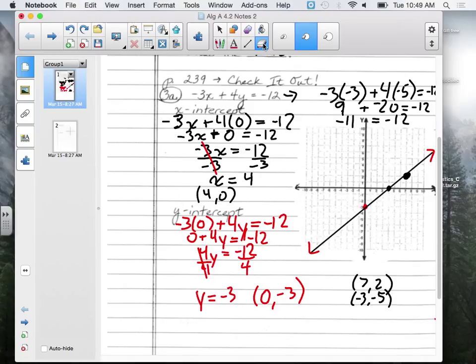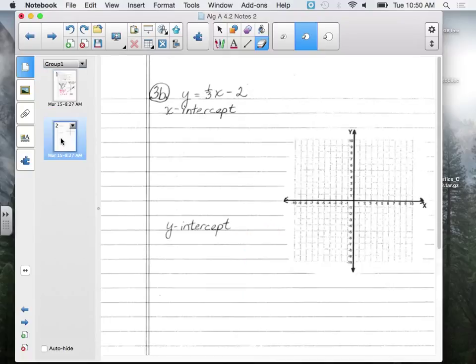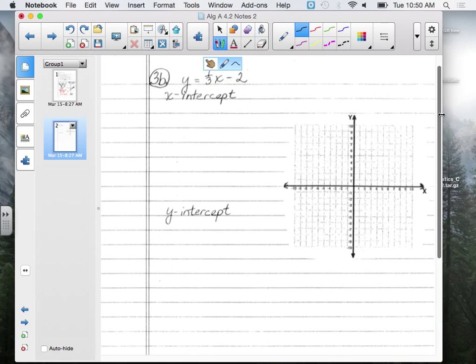Alright, so does anyone have any questions so far about graphing using the x and y intercept? Nope. Awesome. So then we'll go to the back side. Alright. So we're given our equation there.